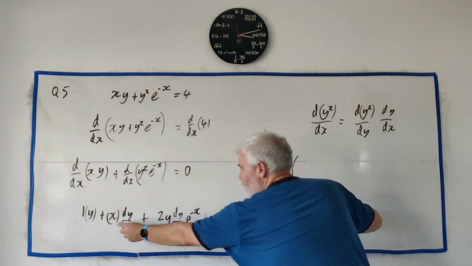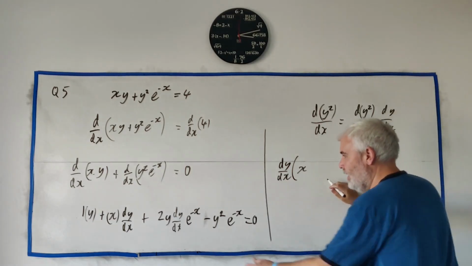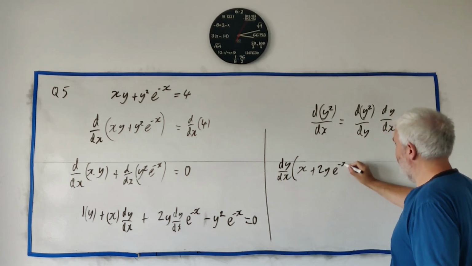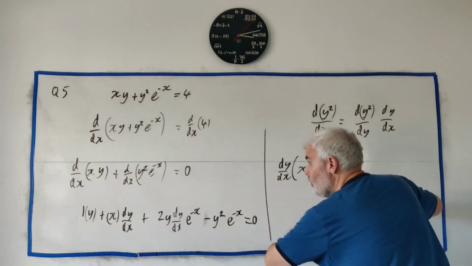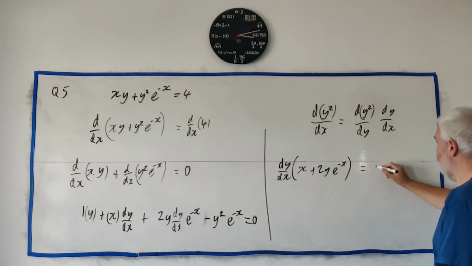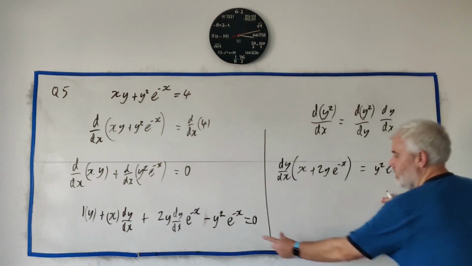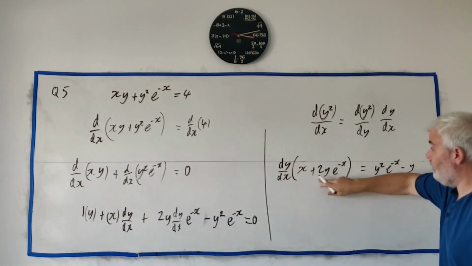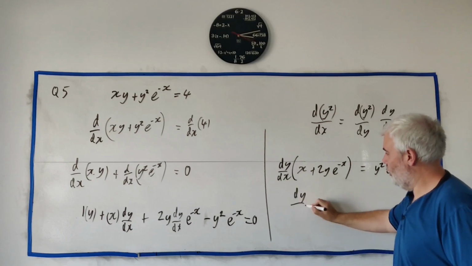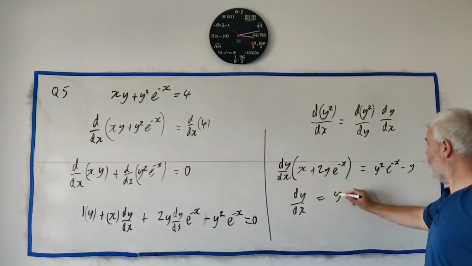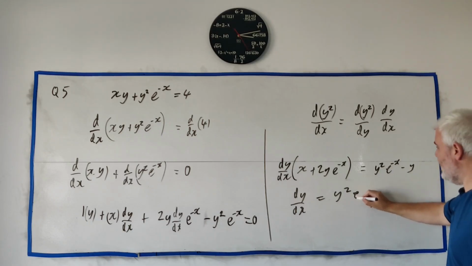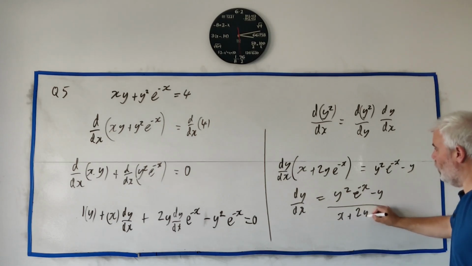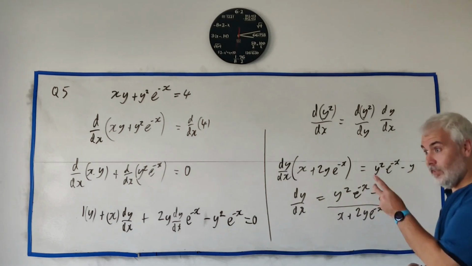dy/dx has a few things going into it. dy/dx, and this one has x going into it. And here it has 2y times e to the minus x. Let's move everything over to the other side. This becomes y squared e to the minus x, this term here, and this one becomes minus y. Let's divide both sides by that and we get dy/dx on its own. dy/dx is equal to y squared e to the minus x minus y, divided by x plus 2y e to the minus x. We're done.